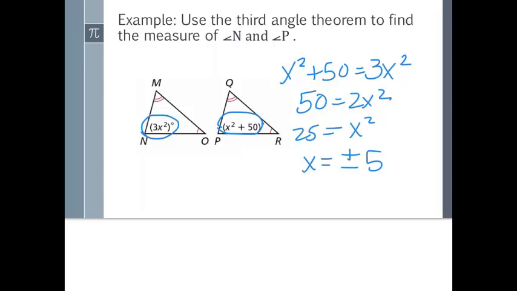So if we substitute it in to find the measure of angle N and P, we see 5 squared is 25, times 3 is 75 degrees. And we could just double check if we substitute it in for angle P: 5 squared is 25, plus 50 is also 75.